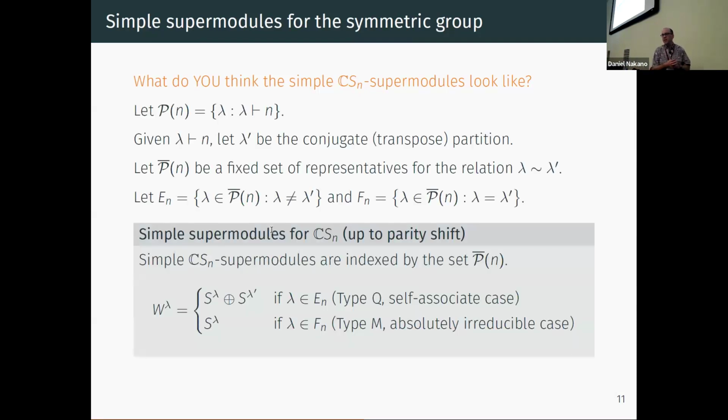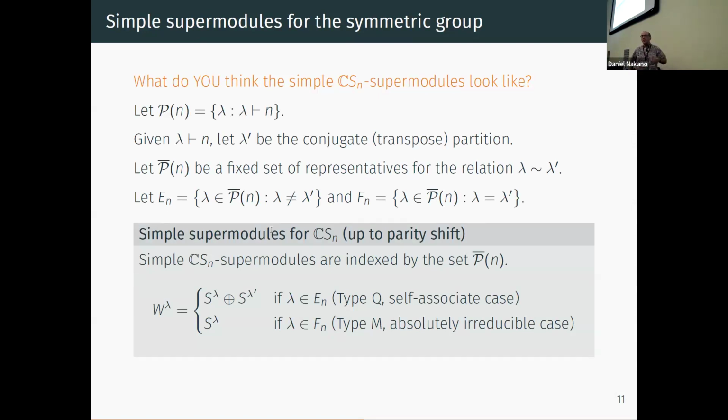So let P of n be the set of all partitions of n, and lambda prime will be the conjugate or transpose of a given partition. Then let's look at the equivalence relation where a partition is equivalent to its transpose, and pick arbitrarily a representative from every equivalence class. If a partition is equal to its own transpose, there's not a whole lot of choice; you just pick that partition. Otherwise, just pick one or the other for things that aren't self-conjugate.